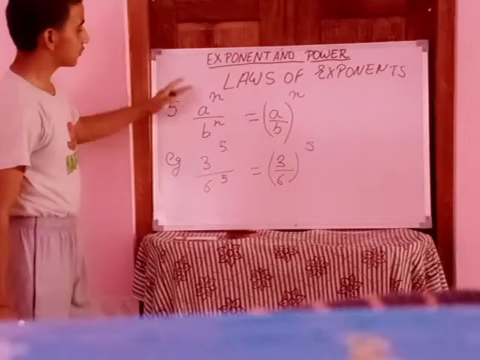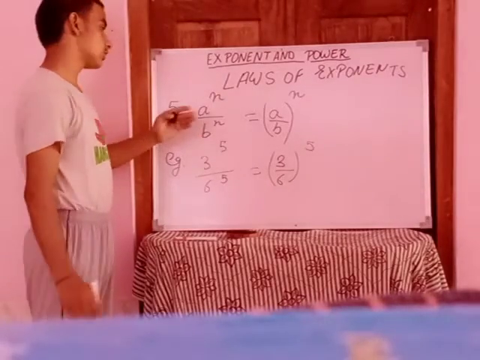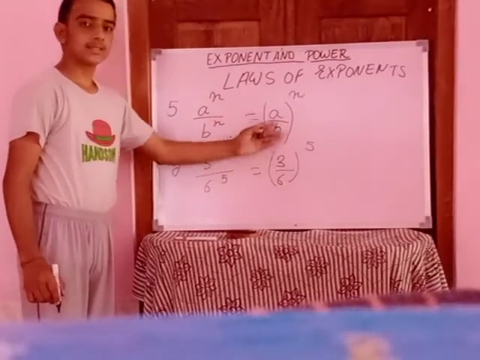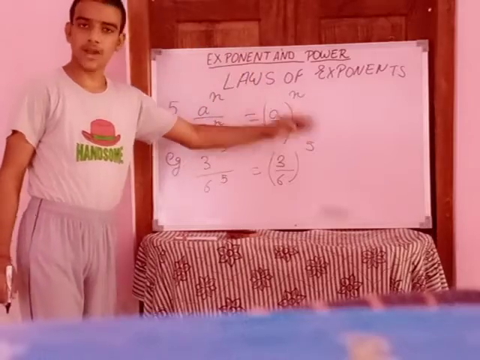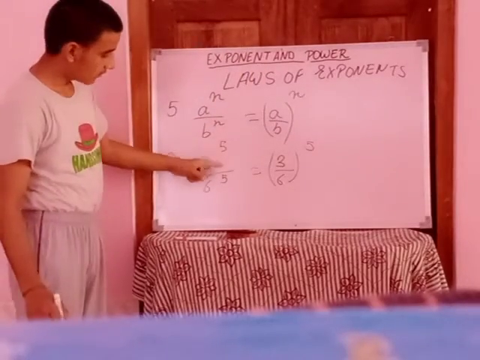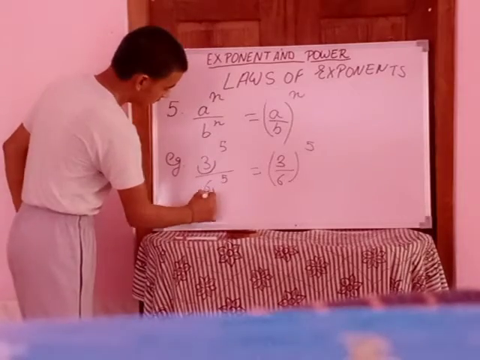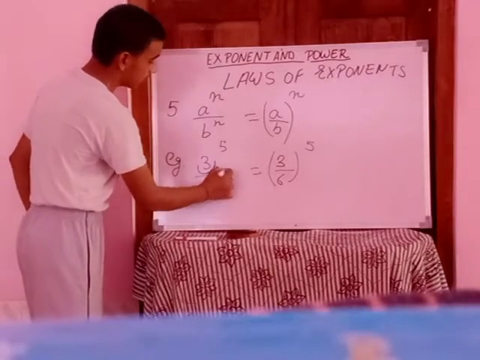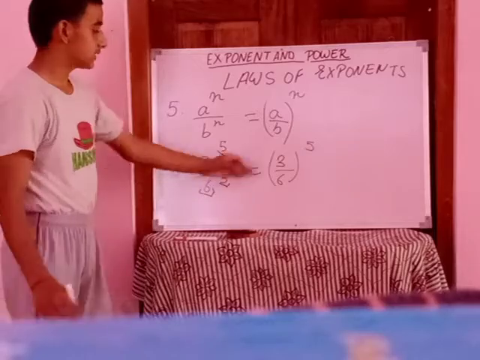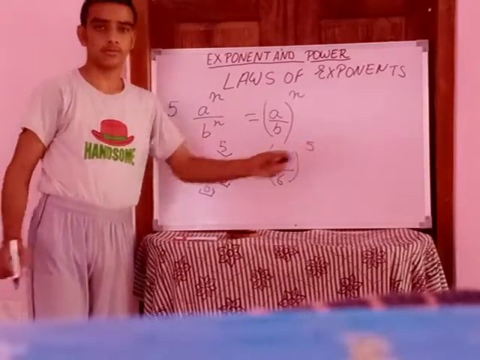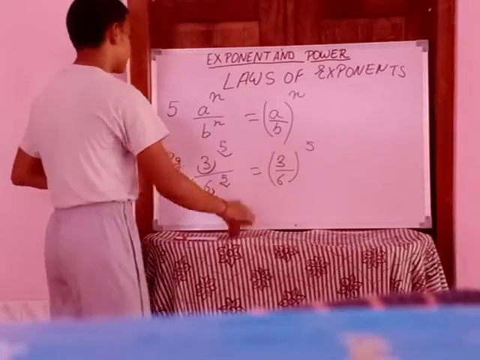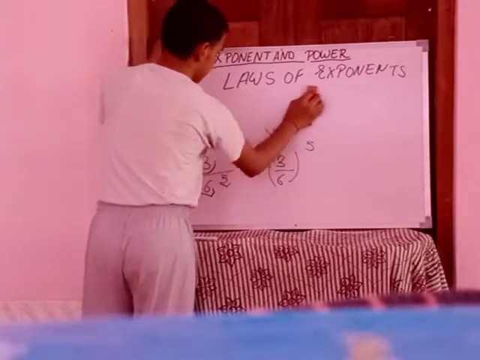Means a raised to the power n divided by b raised to the power n will be written as (a upon b) whole raised to the power n. For example, 3 raised to the power 5 upon 6 raised to the power 5, where our bases are different and our exponents are the same, will be written as (3 upon 6) whole raised to the power 5. Now let's move to our next law, law number 6.